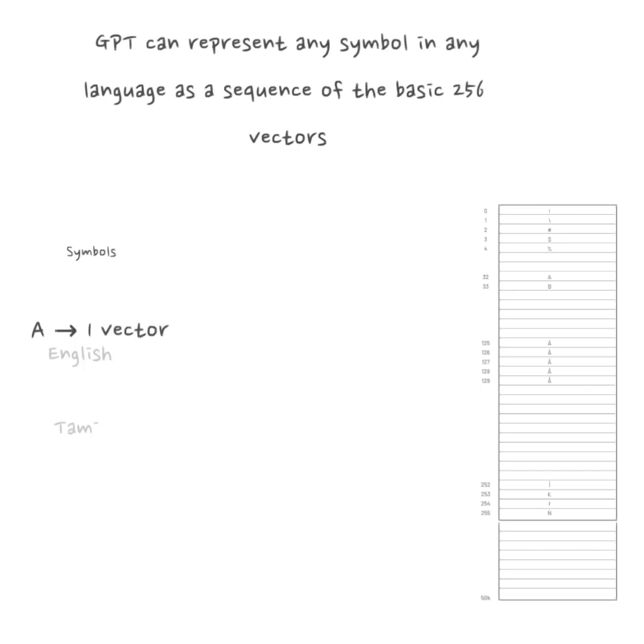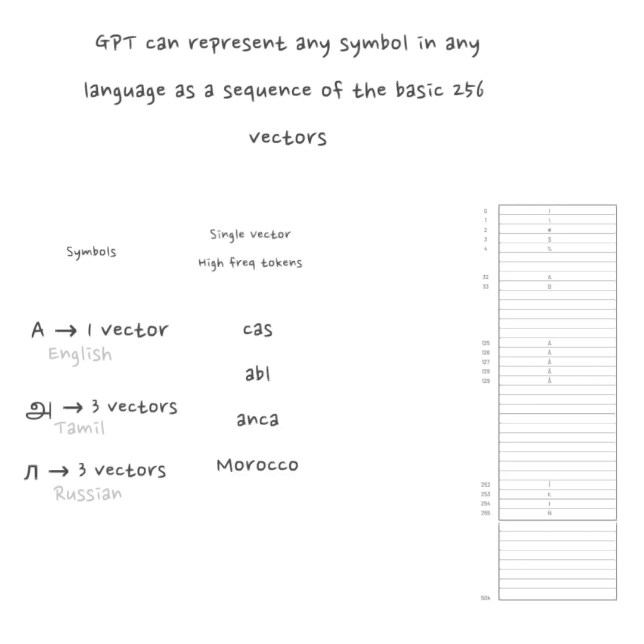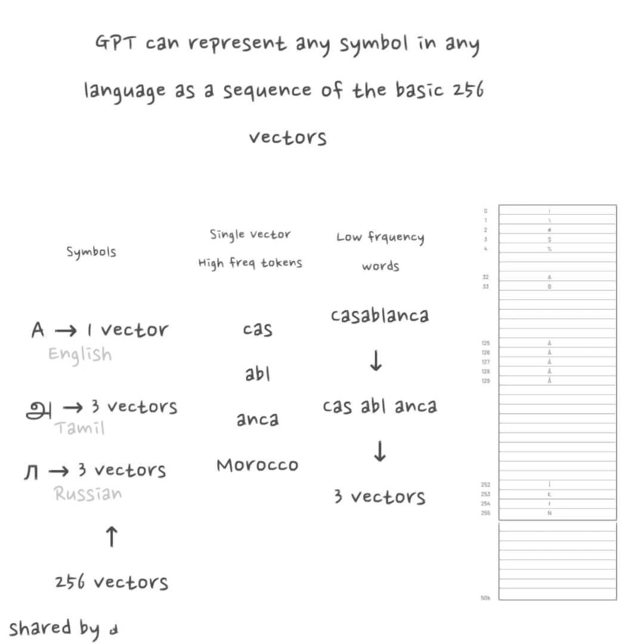In summary, any symbol in any language is mapped to a sequence of one or more of the base 256 vectors. Individual vectors are also learned for high-frequency tokens in a language. Low-frequency tokens are represented as a sequence using the learned vectors for symbols and high-frequency tokens. The shared use of 256 vectors to represent any symbol in any language enables the model to learn patterns in sequences across languages. This is not possible with a BERT tokenizer.